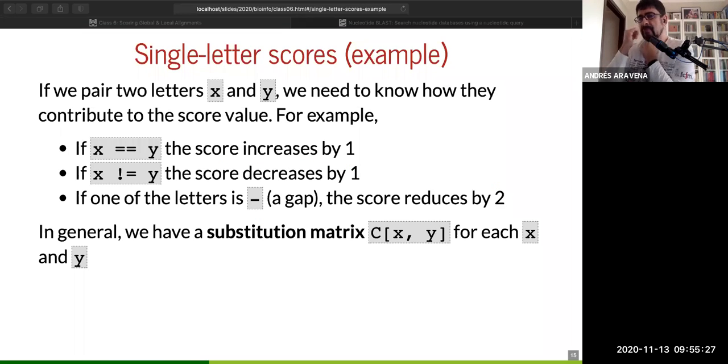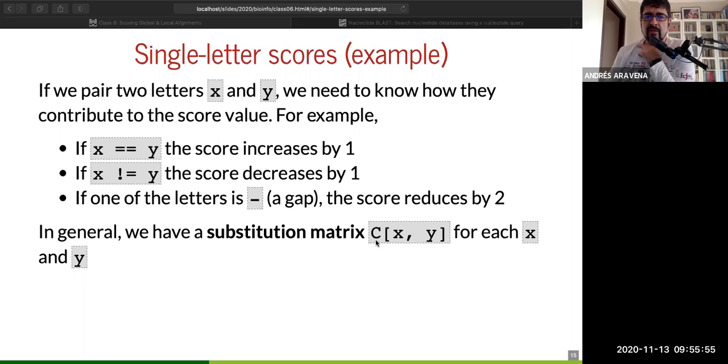So here is my question. I can explain this theory with this slide that I'm writing like in R. We have two letters, X and Y. X and Y are variables here. If they are equal, the score increases by a positive number. If they are different, the score decreases by a positive number. If one is a gap, the score is reduced by 2. Okay?